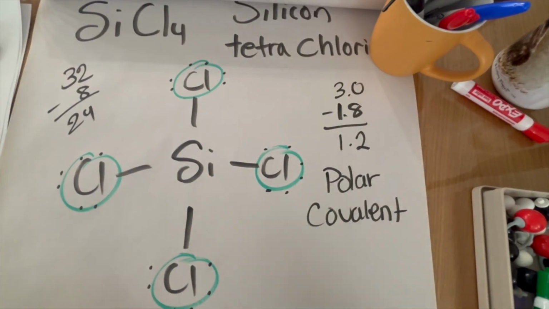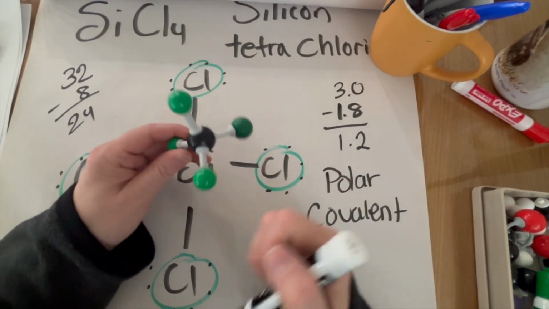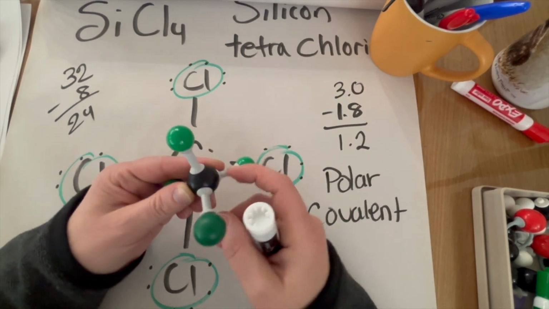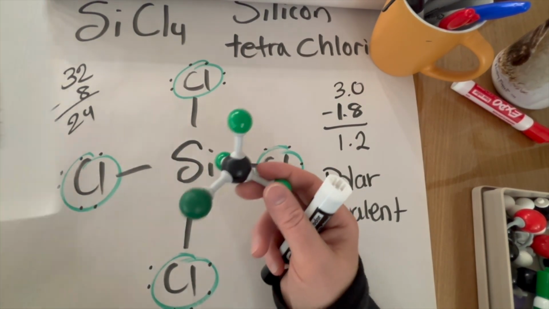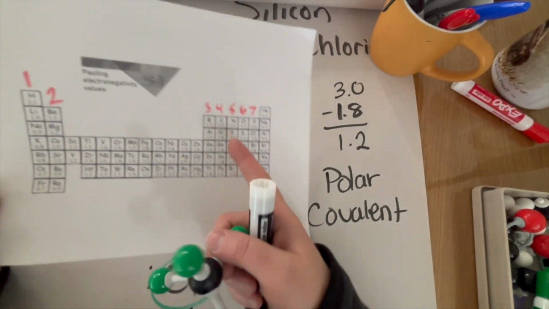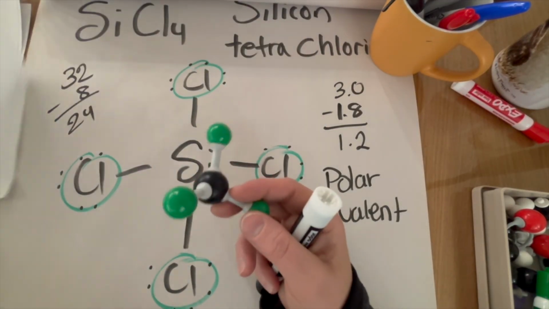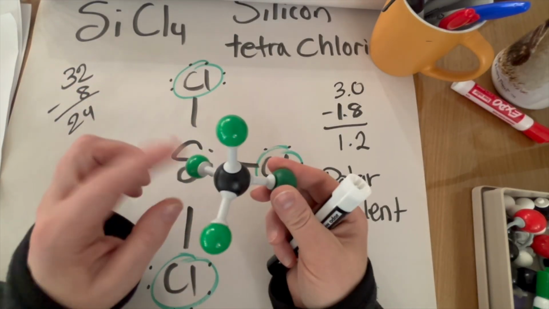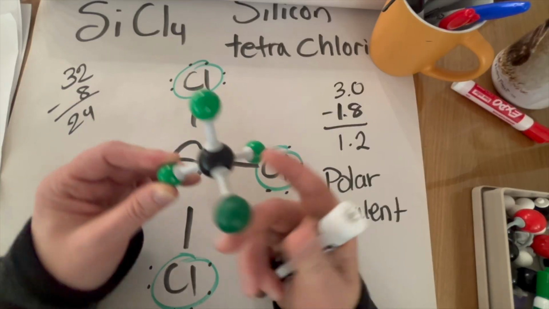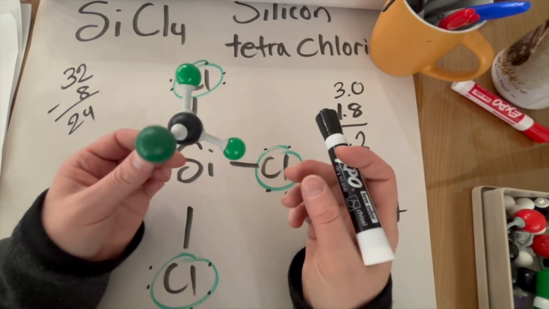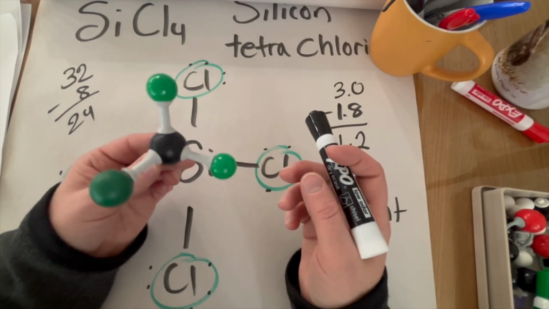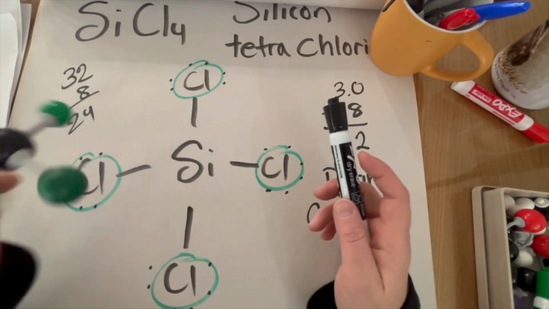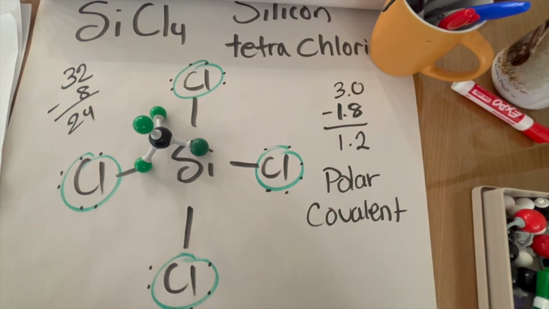Now, let's look at the shape of this guy. I've used one of the black carbon beads here from the set because, as you can see, carbon and silicon are in the same group, and so they both have the 4 holes, so you can just use one of the carbons for this. Then you're going to put in the 4 bonds for the chlorides, and you can see that you have a beautiful tetrahedral shape here. When you have 1 central atom and 4 bonded atoms, no lone pairs, you get a tetrahedral shape.